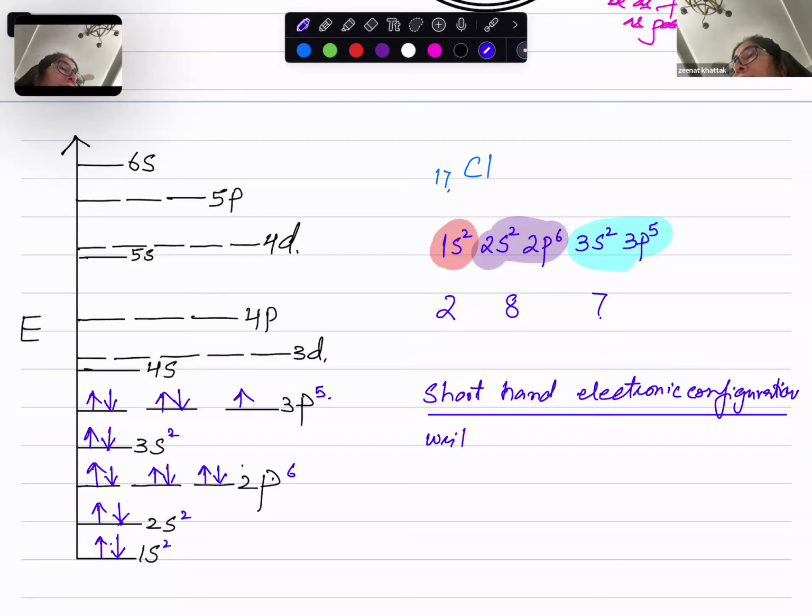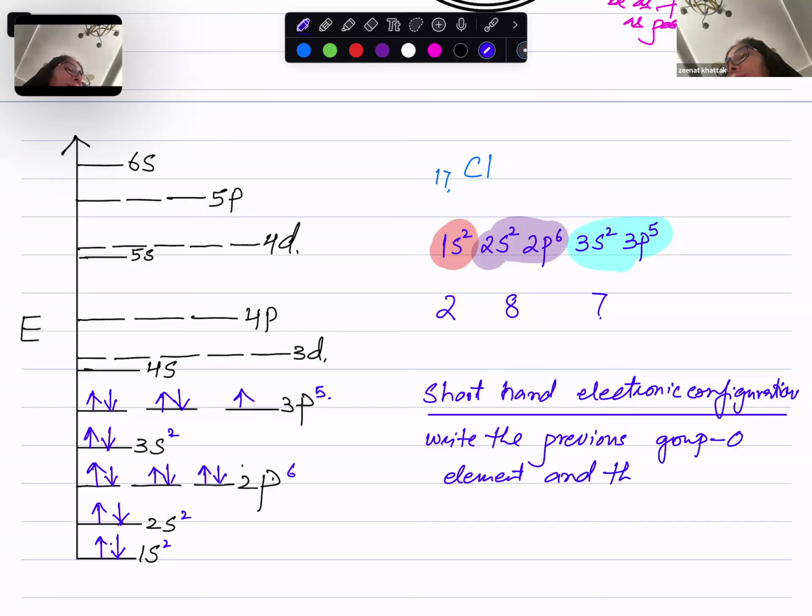Write the previous group 0 element and then the rest of electron.